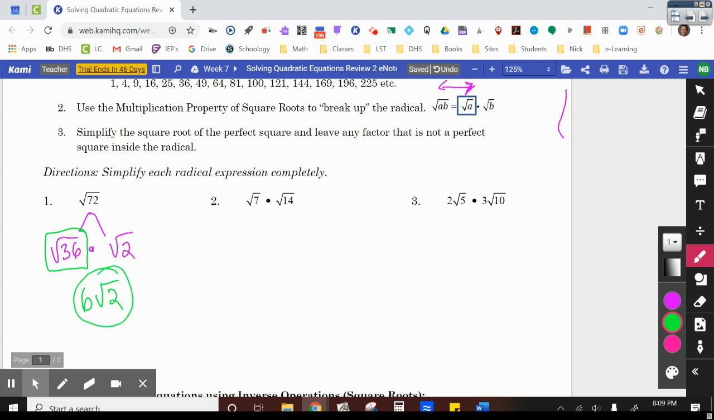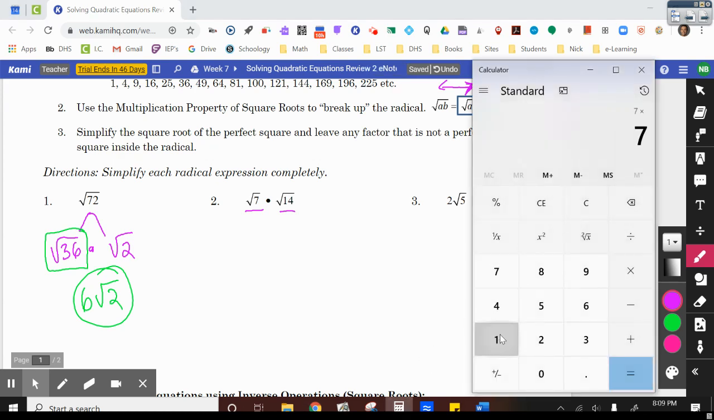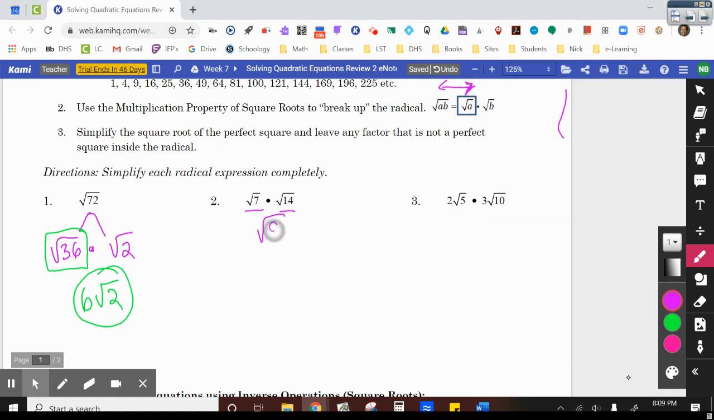All right, and example 2 here. Now this is where I'm going to multiply these together. I have a rad 7 times a rad 14. Those are both radicals, so I can multiply those together. I'm going to take 7 times 14, and we get 98. So this turns into the square root of 98.